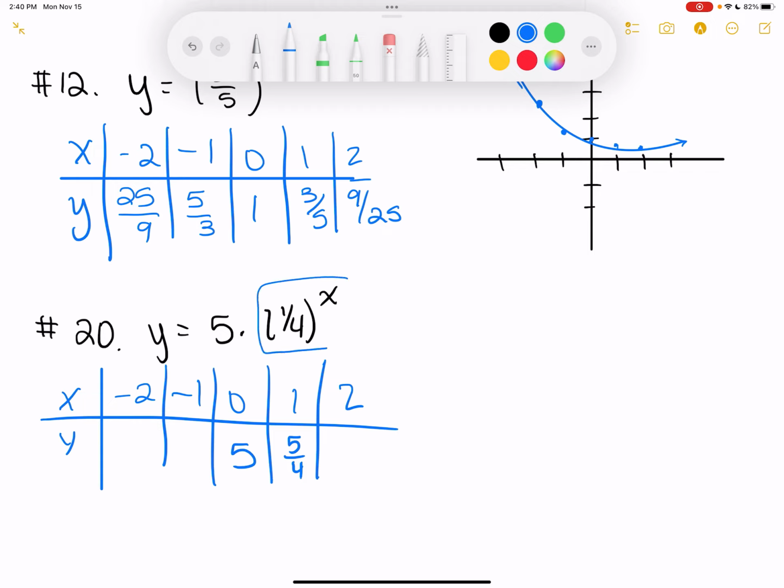This is the only thing getting squared. So your 16 on the bottom is correct, but the 5 stays on top. Is it just a 5 again? Boom, 5.